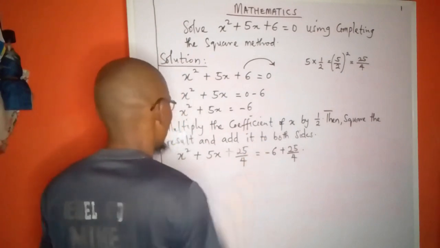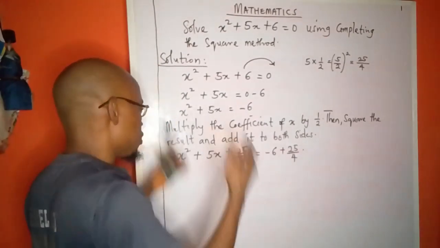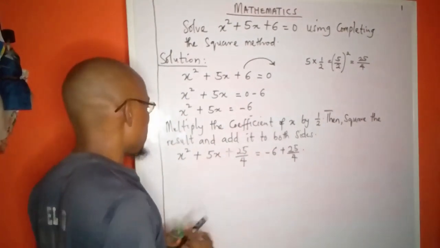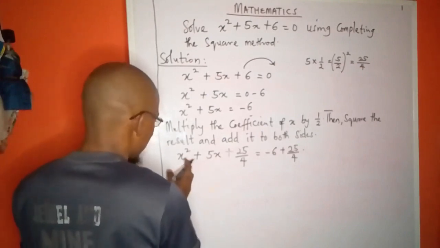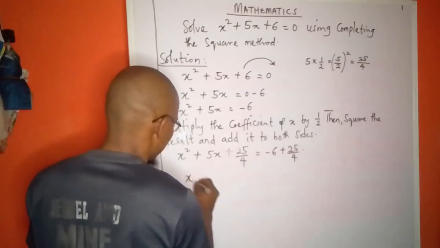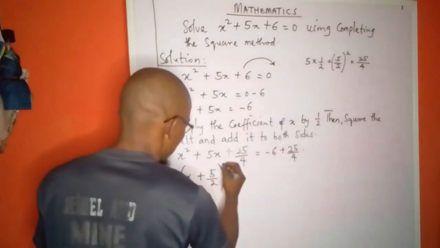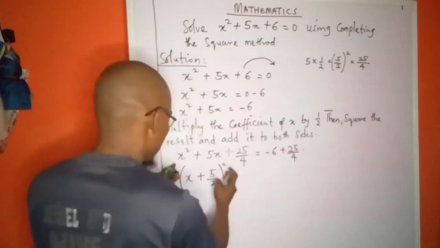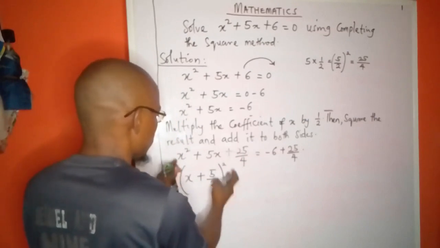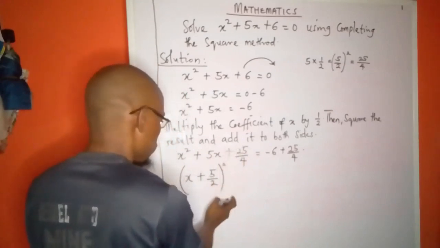So the next thing is for us to simplify this to a smaller value by putting it in a bracket and squaring them. Since we are having a square there, to make it a perfect square. If you do a factorization of this, you will have x plus 5 over 2 all squared. So the simplification of this is what you will have. When you simplify everything here, either by factorization or whatever method, this is what you will have.